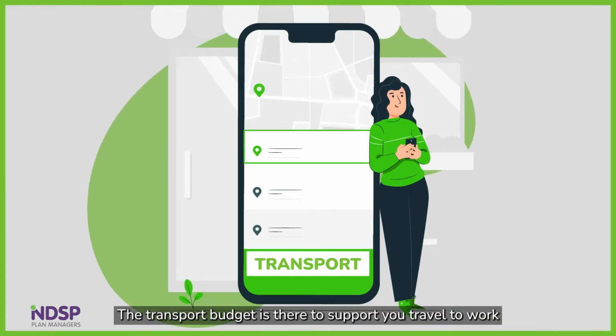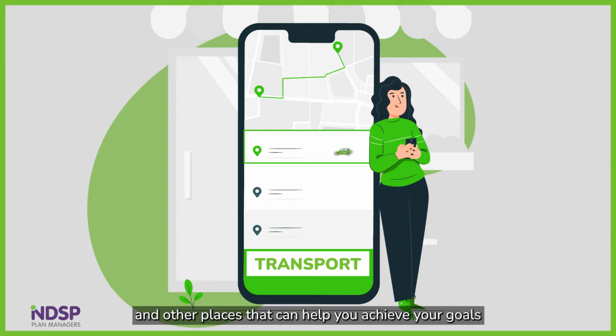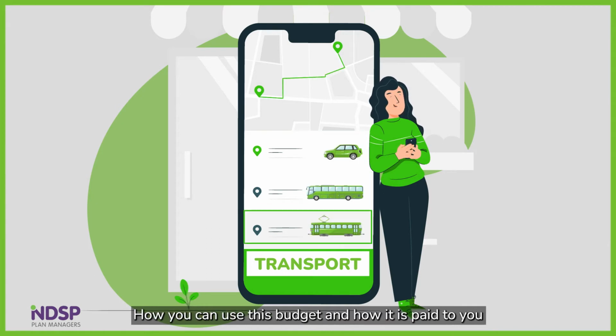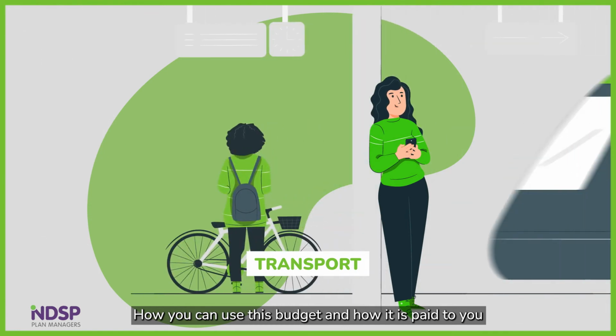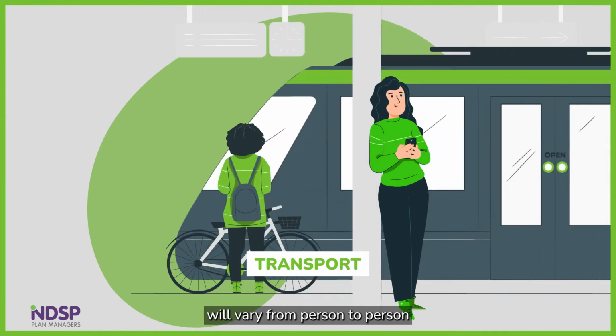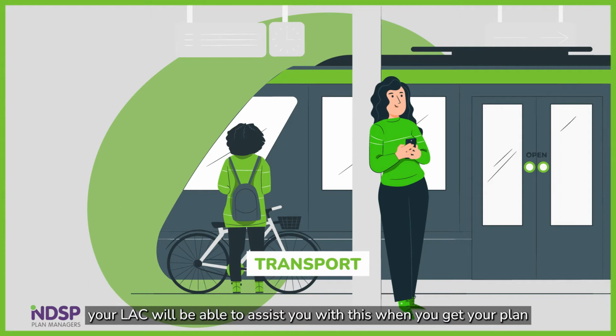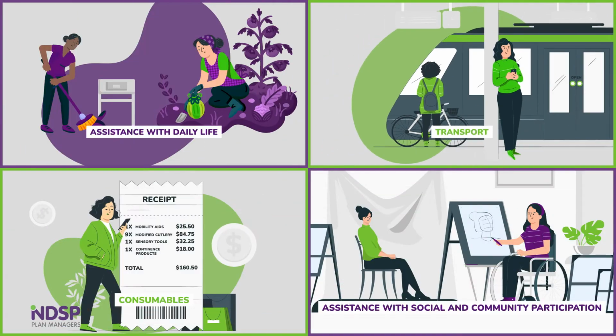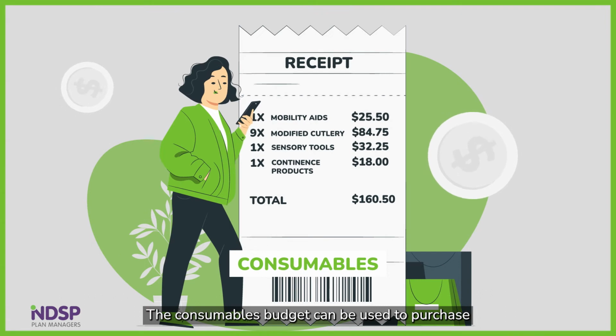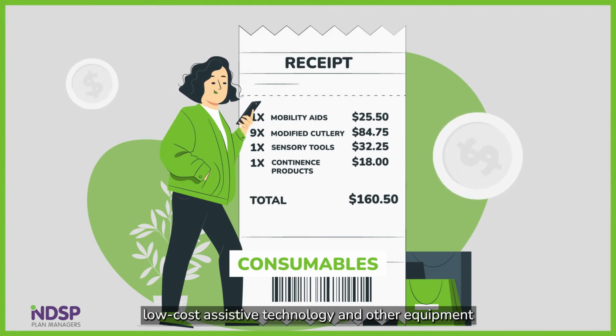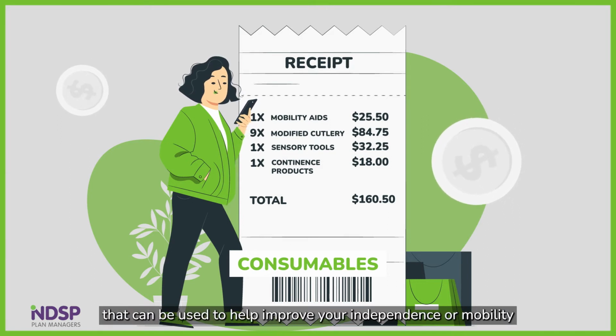The transport budget is there to support you travel to work and other places that can help you achieve your goals. How you can use this budget and how it is paid to you will vary from person to person. Your LAC will be able to assist you with this when you get your plan. The consumables budget can be used to purchase low-cost assistive technology and other equipment that can be used to help improve your independence or mobility.